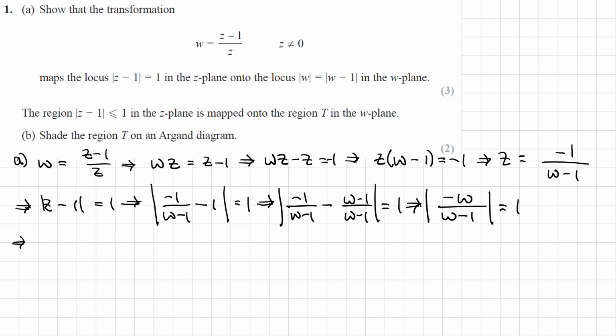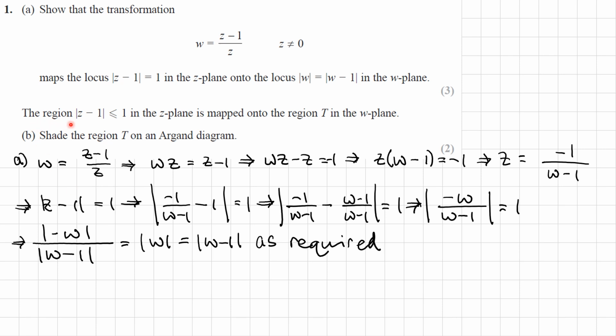The rules of moduli say that you can change this to the modulus of the top over the modulus of the bottom. Now the top bit here, the modulus of negative W is just the modulus of W. Then I'm going to times both sides by the modulus of W minus 1. So I'll get the modulus of W is equal to the modulus of W minus 1. Let's have a look. Is that what we want? Yep. So we can just say as required.